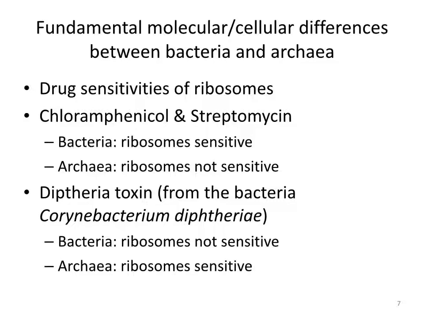So certain antibiotic chemicals affect the function of ribosomes, and there are differences between bacteria and archaea in which ones are more effective than others. So for chloramphenicol and streptomycin, bacterial ribosomes are sensitive, but archaea ribosomes are not sensitive. Diphtheria toxin, which is from a bacteria, Corynebacterium diphtheriae, the ribosomes of bacteria are not sensitive, but the ribosomes of archaea are sensitive. So that's actually useful in the lab and clinically. So those are interesting differences.